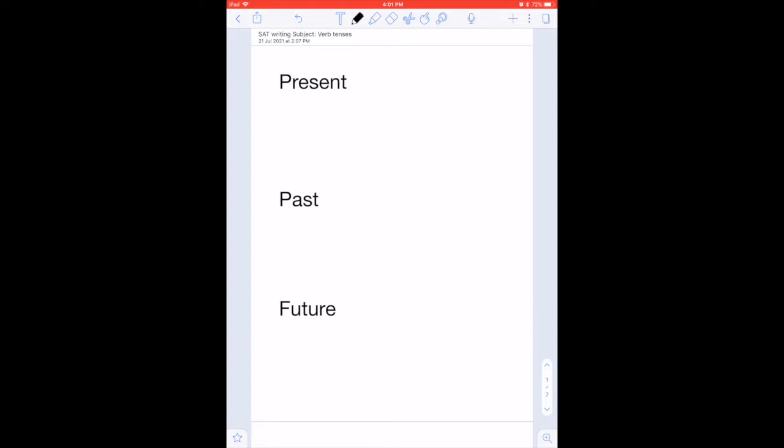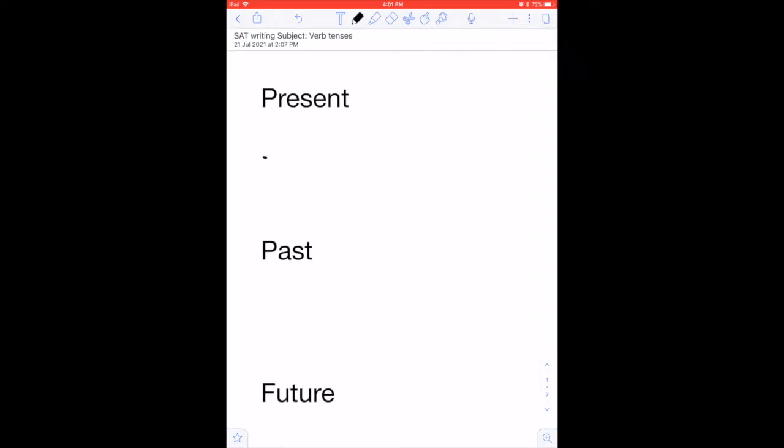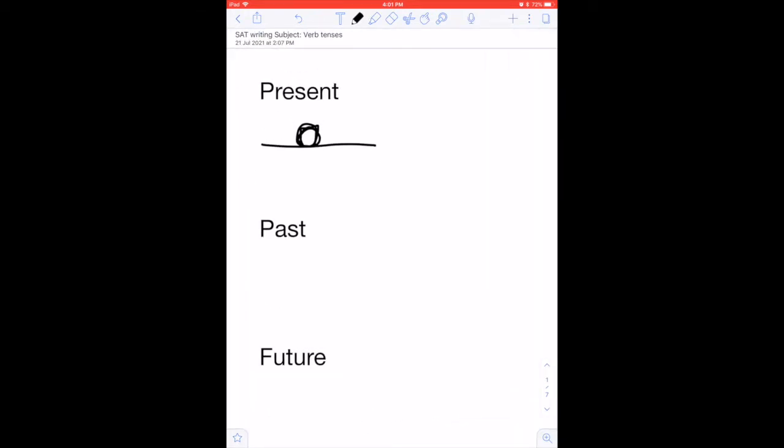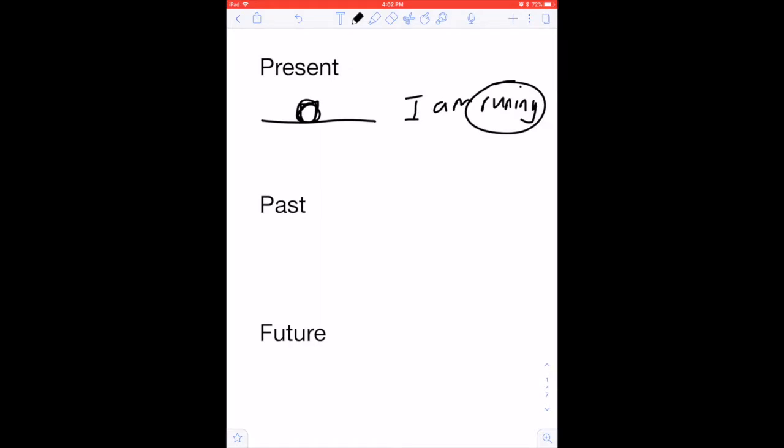So starting from present tense, you should already know this is the action that happens right at the moment that you say the thing. So basically, looking at the timeline, when you're saying this, the action should also happen at the same time. For example, I am, let's say, running. This is a form of present tense. So I am saying I am running, meaning that I am doing this action at the moment. So this is pretty clear, right?